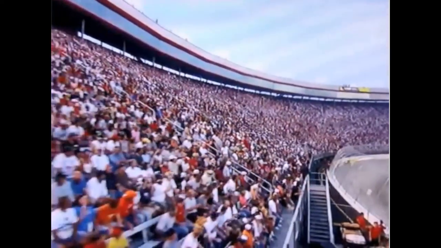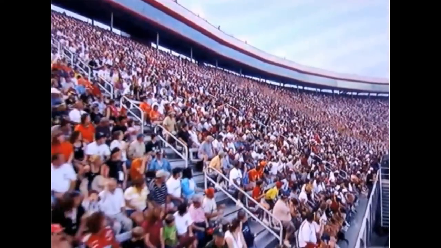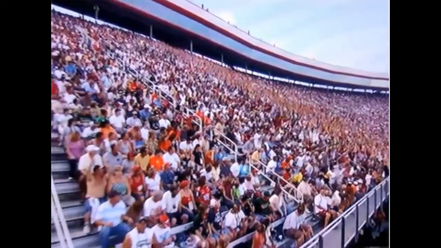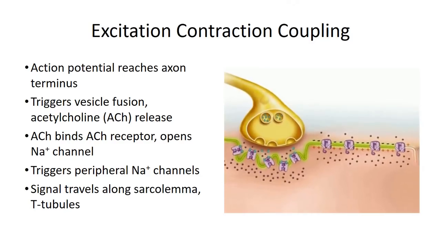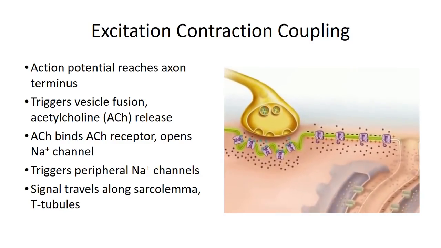Similar to what we see with the movement of a wave through a crowd, you get the impression of what an action potential spreading across the sarcolemma would look like. So that covers the spread of an action potential across the cell membrane.